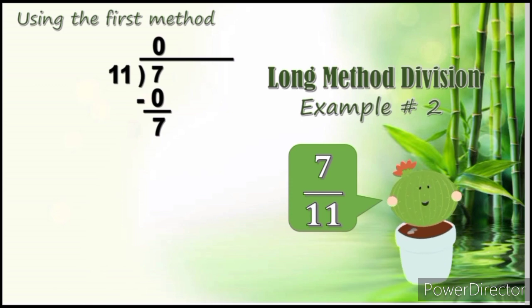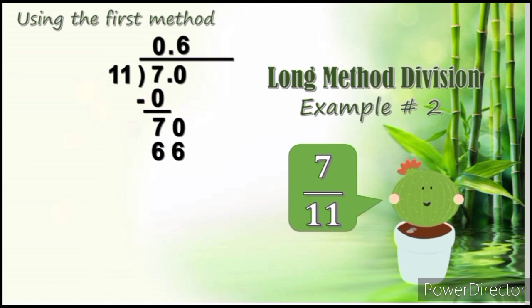Now, we need to add a decimal point at the end of the dividend and in our quotient. Then, let's add 0. Bring down 0. 70 divided by 11 is equal to 6. 6 times 11 is 66. 70 minus 66, we have 4.